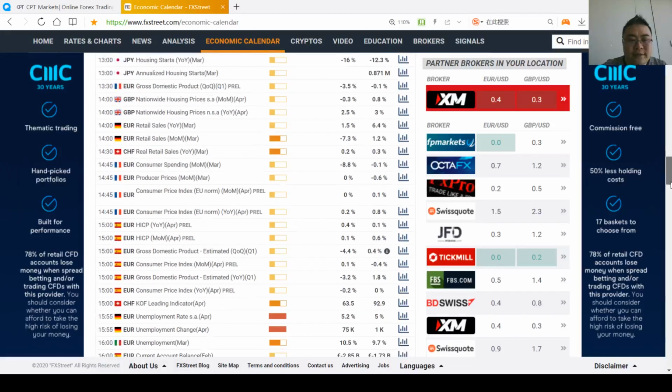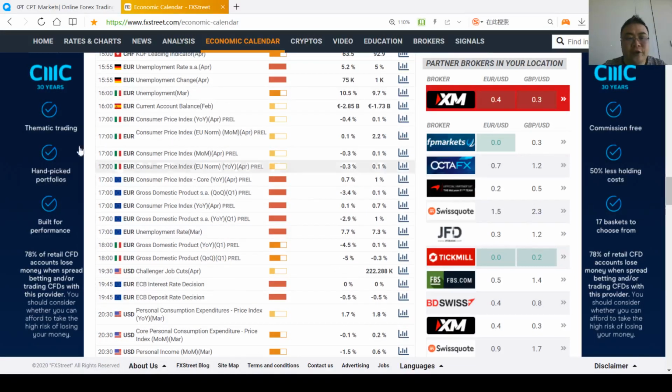So on Wednesday night, we need to pay attention to the European Central Bank interest rate decision at 7:45. Also, the chairman of the European Central Bank will give a speech. Now the European Central Bank already has a negative interest rate. Are they going to continue cutting the interest rate or make no change? This is the point we need to watch out for.